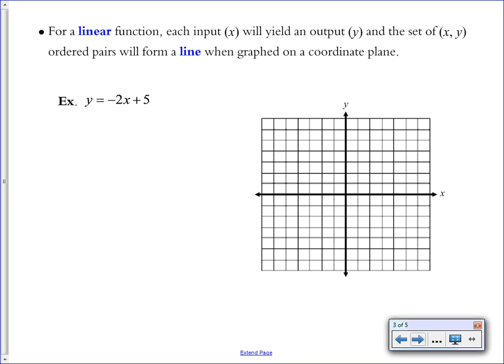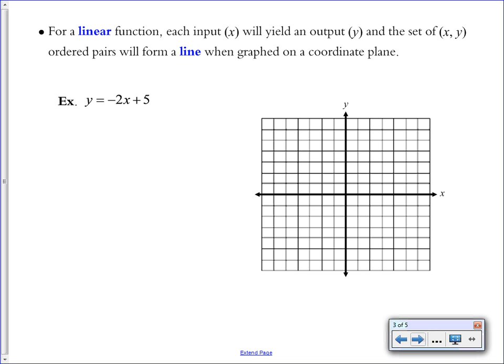Now we have a graph. Let's look at what linear functions look like on a graph. So for a linear function, each input is going to yield a specific output, and the set of those pairs, those points, is going to form a line when we connect them. So the function y equals negative 2x plus 5.